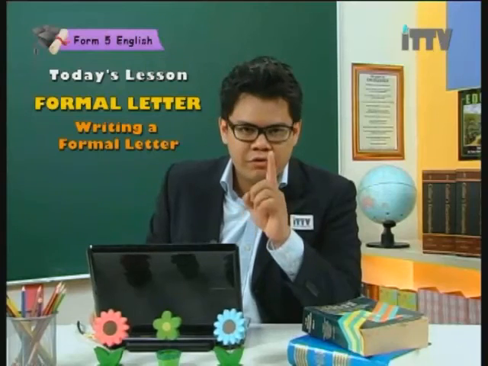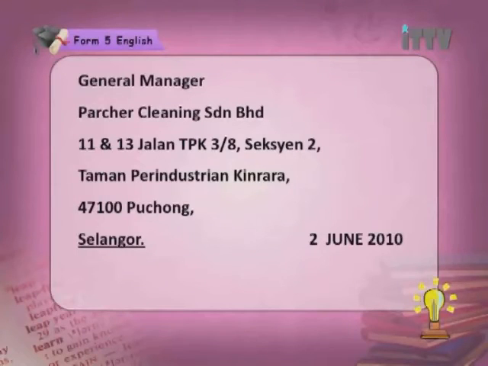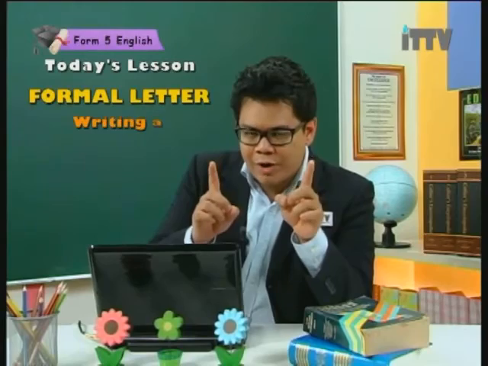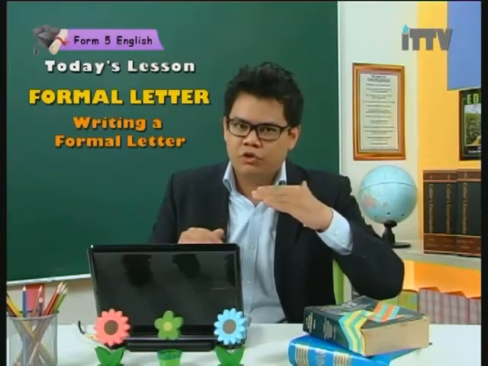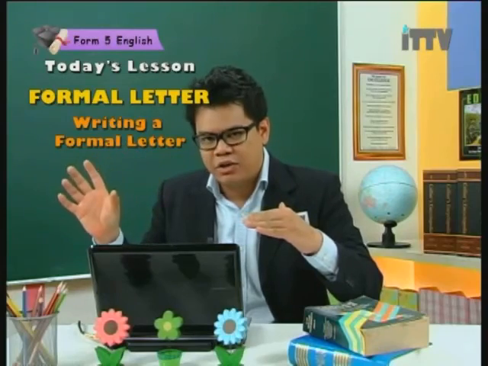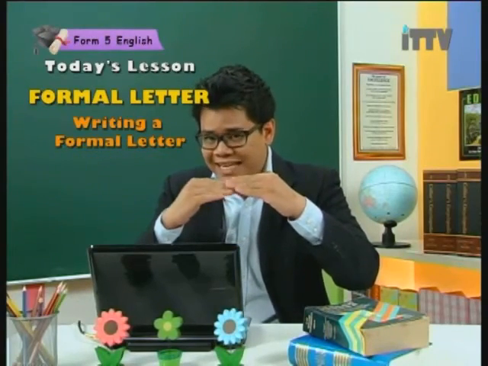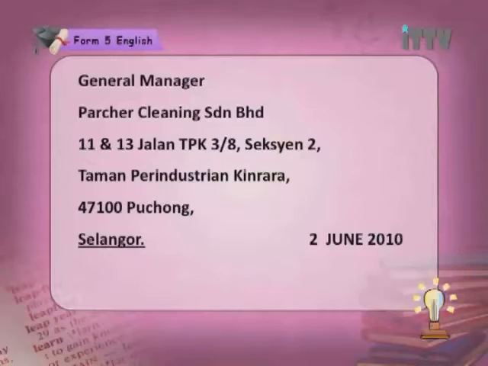Now this line is format. Remember, no line, you lose points. General Manager, Pasha Cleaning Sdn Bhd, and then we have the address. So we begin by who are we writing to? The General Manager, and then the company's name, and then the address. So right at the bottom, always remember a line, and then we have the date on the right hand side, and it must be in line with your last line of your address. So let's take a look at that. So here we have Selangor, it's underlined, and it's in line with 2nd June 2010.